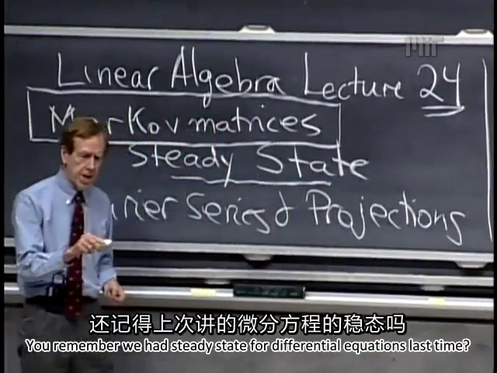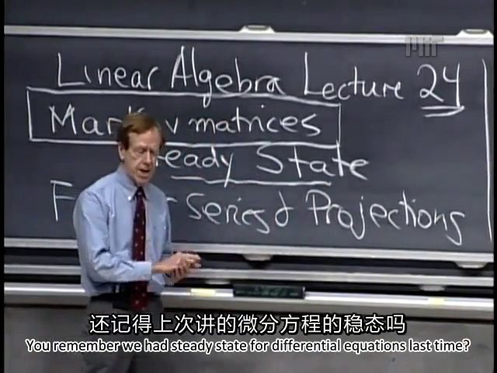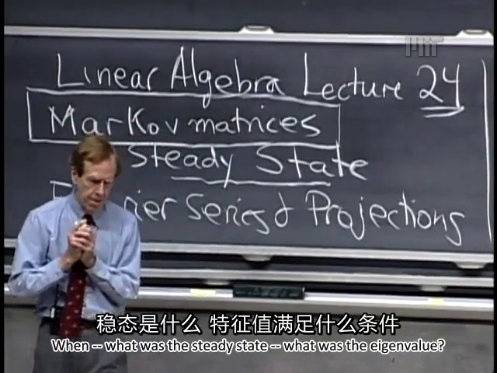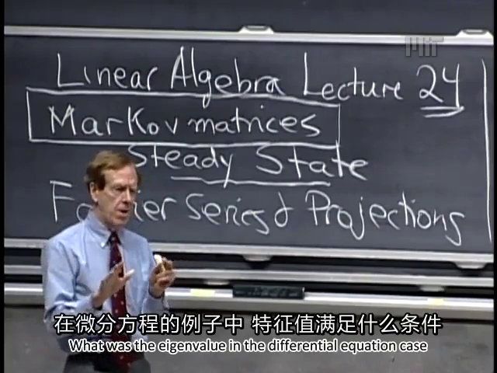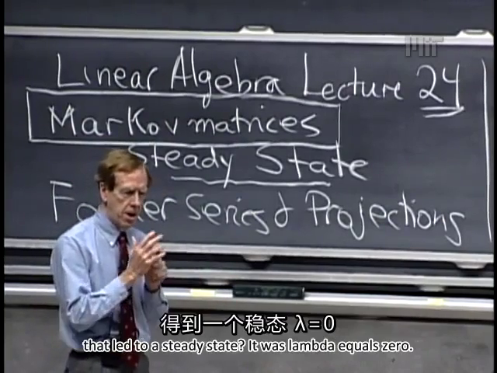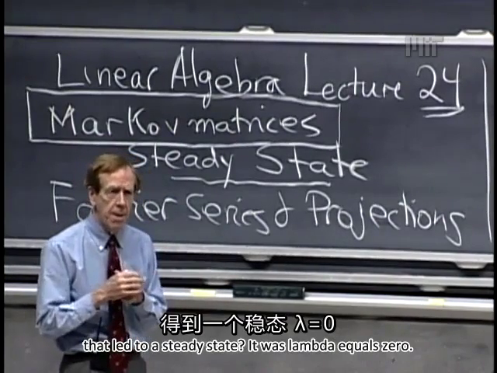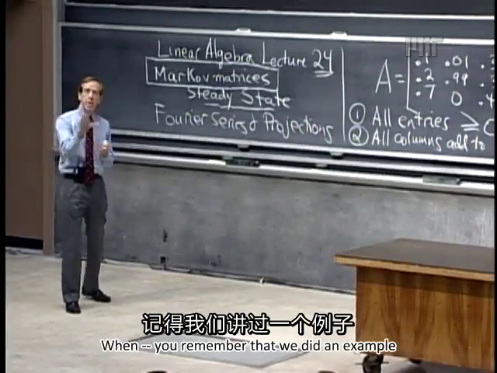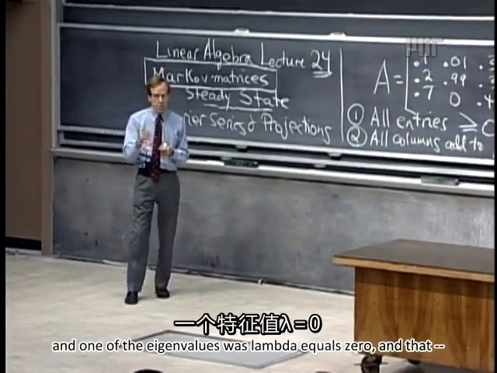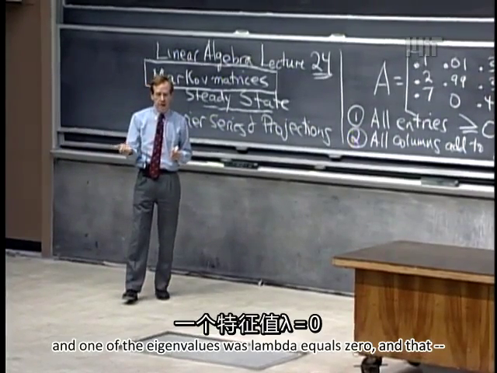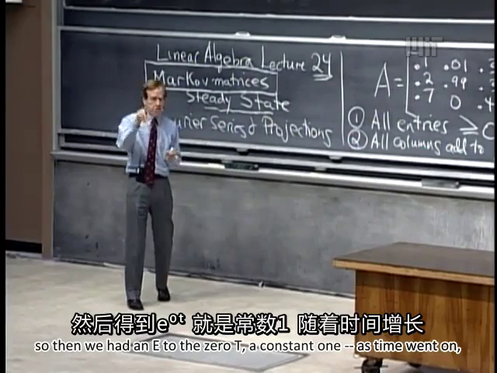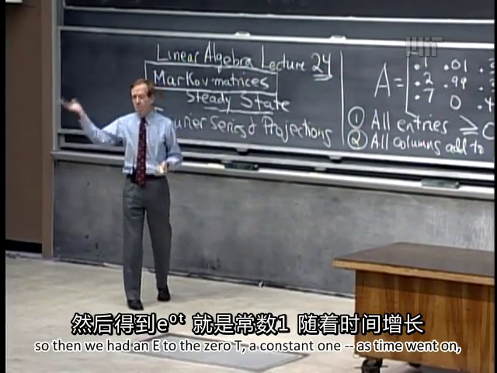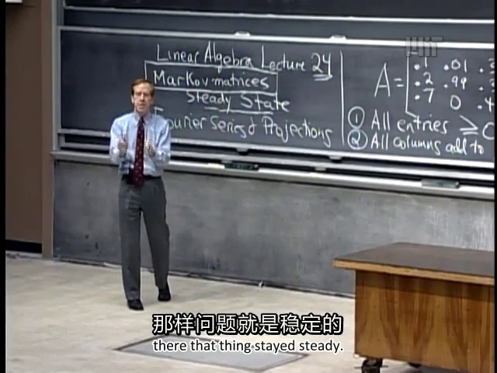You remember we had steady state for differential equations last time? What was the steady state? What was the eigenvalue in the differential equation case that led to a steady state? It was lambda equals 0. You remember that we did an example, and one of the eigenvalues was lambda equals 0. And so then we had an e to the 0t, a constant, 1. As time went on, that thing stayed steady.